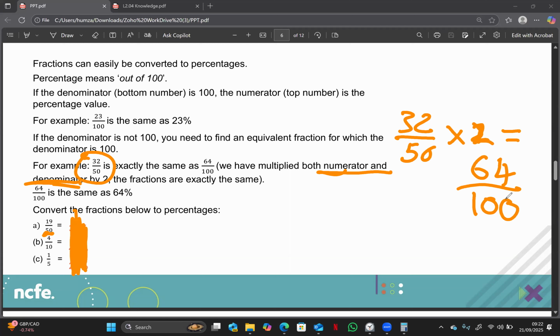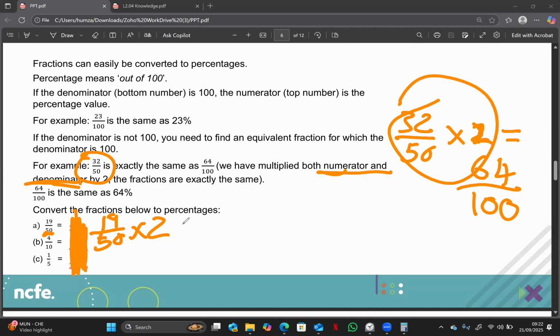There you go. So what would we do here on A now? 19 over 50. It's the same concept. What would we do? 19 over 50. What have I done here? You multiply it by 2. Is that clear?